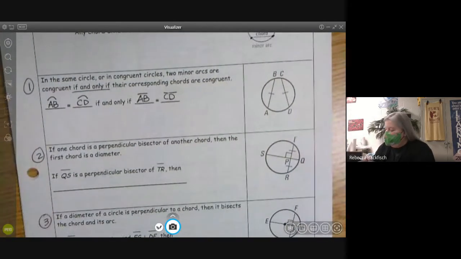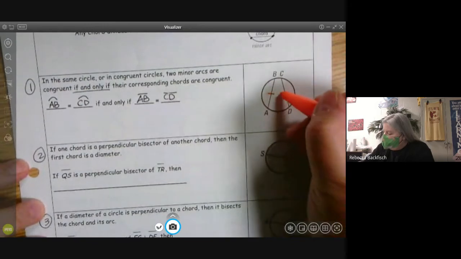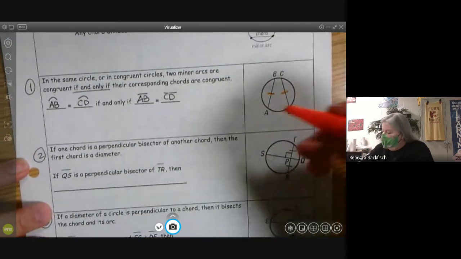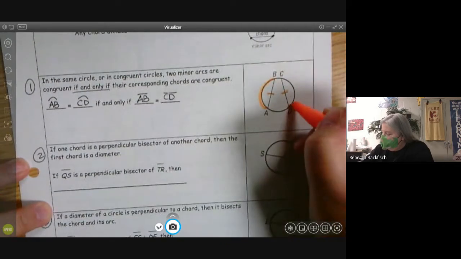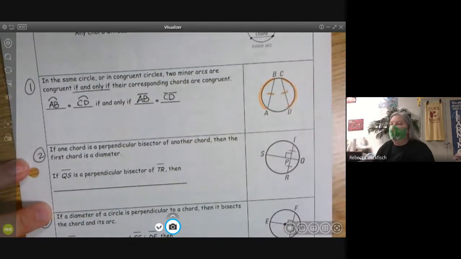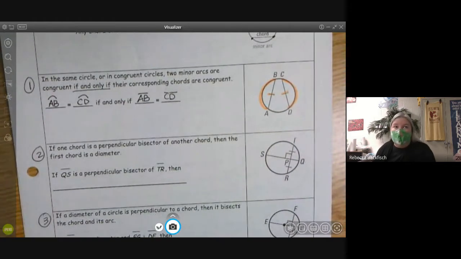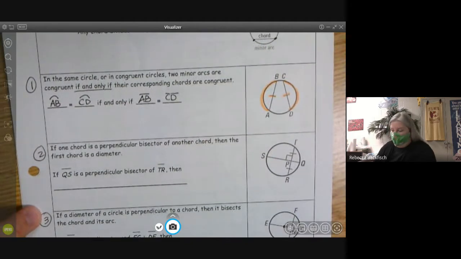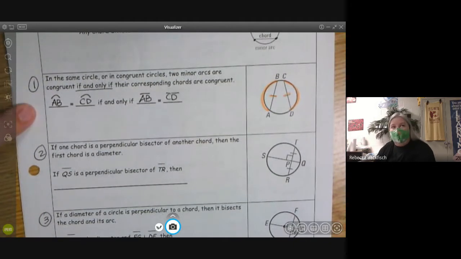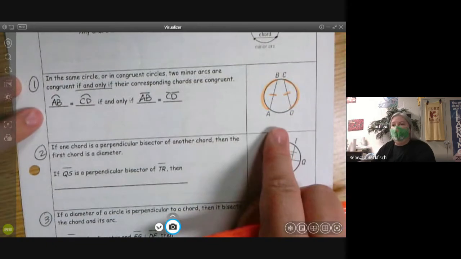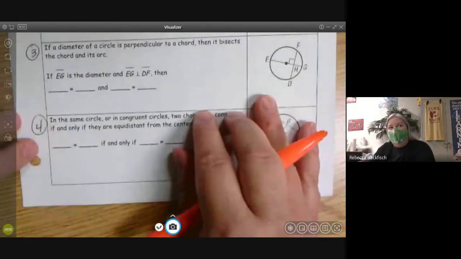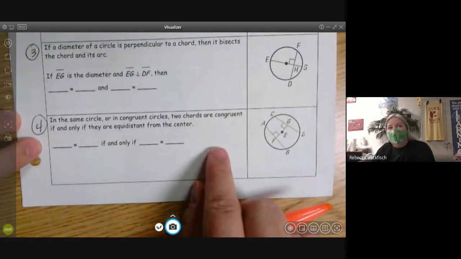So in this particular one, they gave me these little markings that told me the segments were congruent, the chords. And so that means that this arc is also congruent to this arc. If we know the chords are congruent, then the arcs they cut off, basically, of the circle are also congruent. Now, I kind of want to jump to this 4th one because this to me goes better with number 1, because this is talking about how do I know that arcs are congruent and chords are congruent. So if the arcs are congruent, the chords are congruent. If the chords are congruent, the arcs are congruent. This property that I'm putting down here, number 4, is another way to know if chords are congruent.